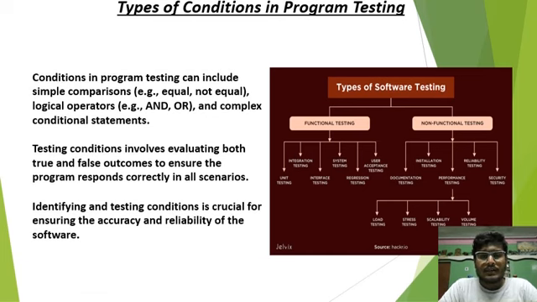Types of condition testing in program testing. Conditions in program testing can include simple comparisons, for example equal or not equal, logical operators, for example and, or, and complex conditional statements. Testing conditions involves evaluating both true and false outcomes to ensure the program responds correctly in all scenarios. Identifying and testing conditions is crucial for ensuring the accuracy and reliability of the software.